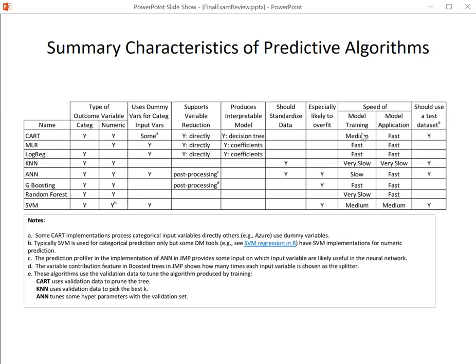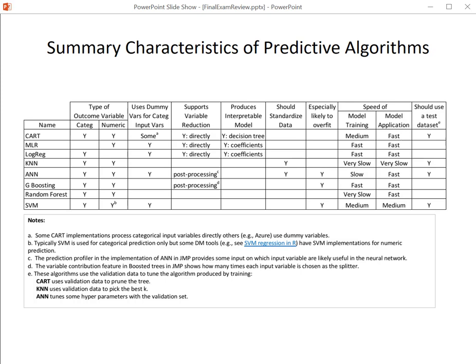And in CART, CART and SVM are medium models to build. They take some time to go through, and in the case of CART, to find the best splitters, and in SVM to do the various tests to try to figure out what the best pattern recognition is. And so these are medium to build, but fast to implement. So CART has such simple models at the end that basically it's very fast to apply them.